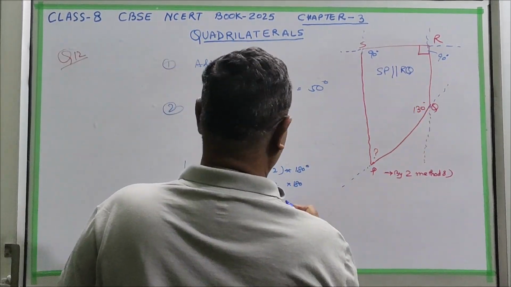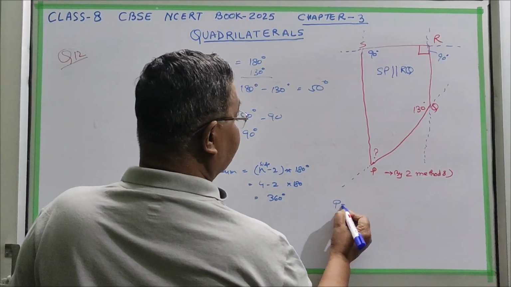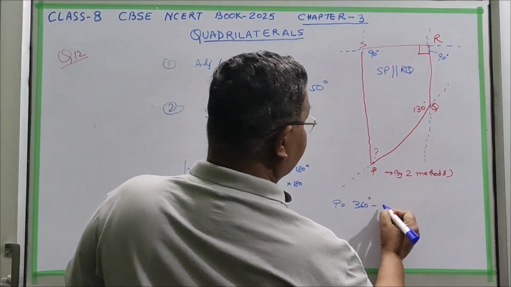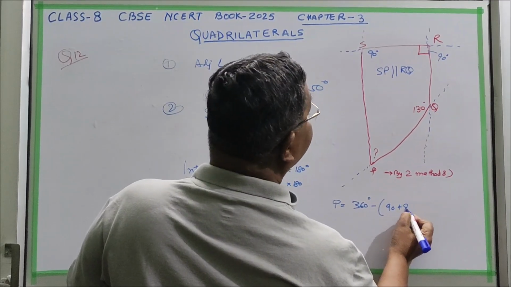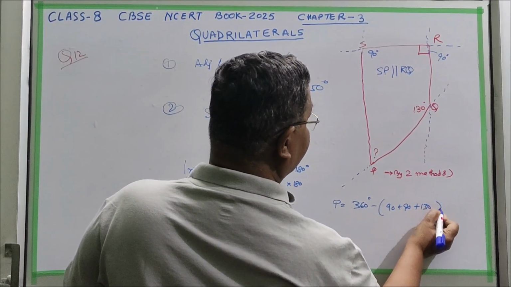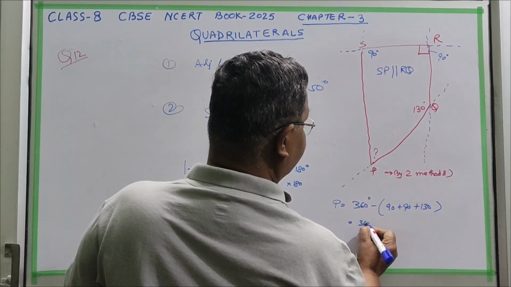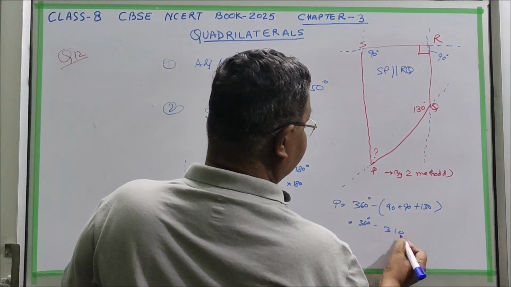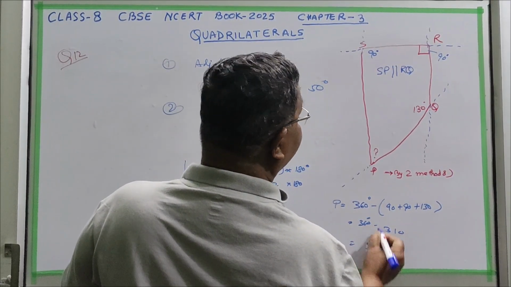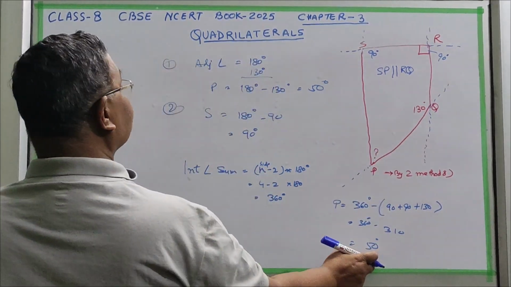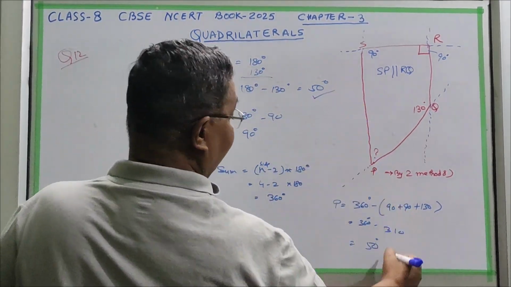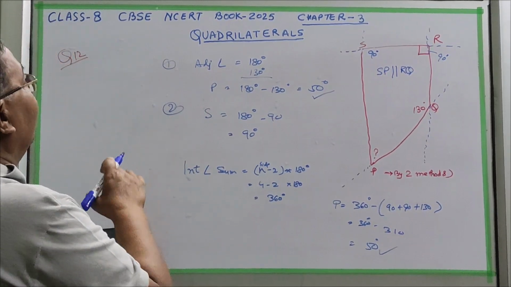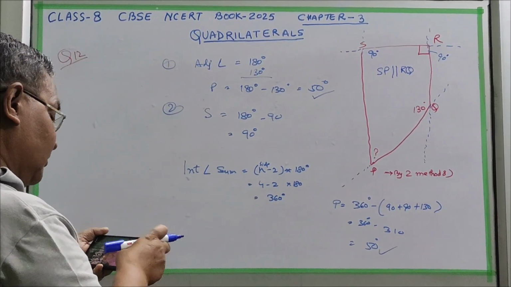So P is equal to 360 degrees minus the sum of all the others. The sum 90 plus 90 plus 130 is 310, so 360 degrees minus 310 is equal to 50 degrees. It is coming to 50 degrees. By this method also it is 50 degrees, and by the other also it is 50 degrees. So question 12 is over. It means this exercise part is over.